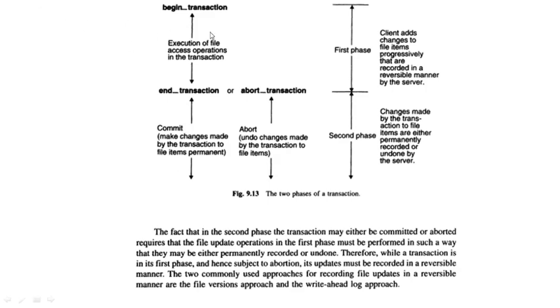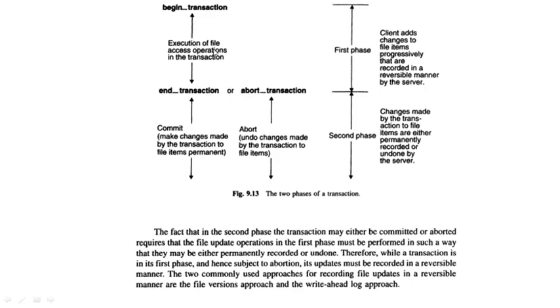When the client initiates the transaction, this will be the first step. In this phase, all the file access operations will be performed and the client adds changes to the file. On execution of the transaction, there might be an end transaction or abort operation. So the first phase ends and the second phase will start.